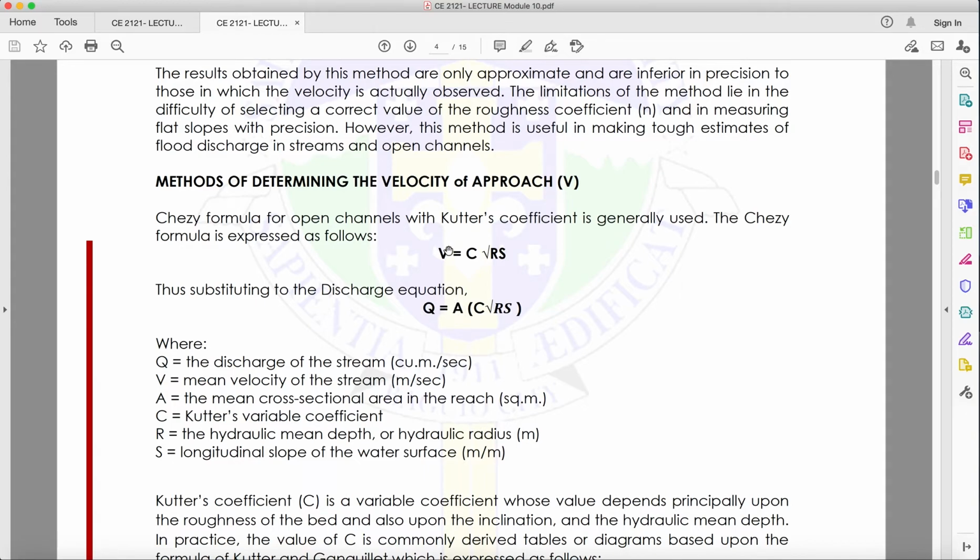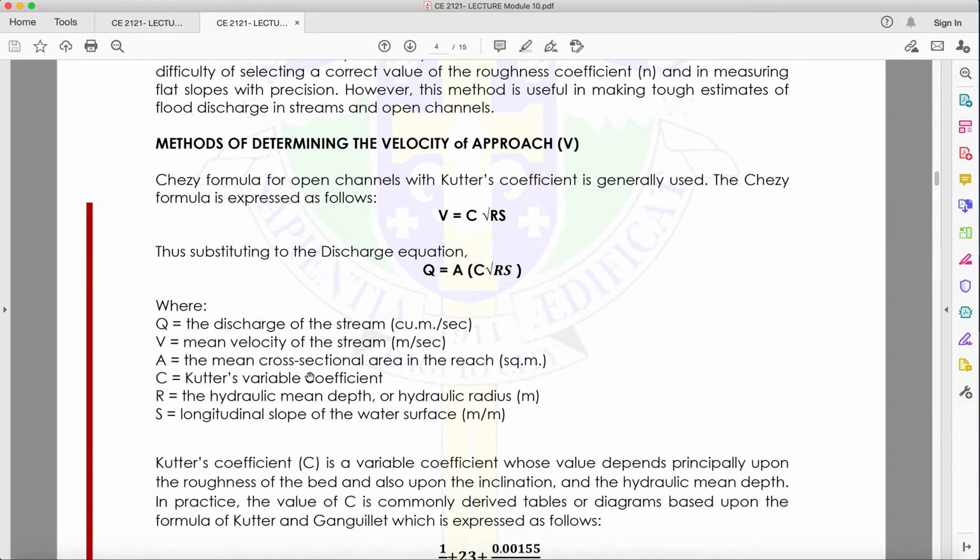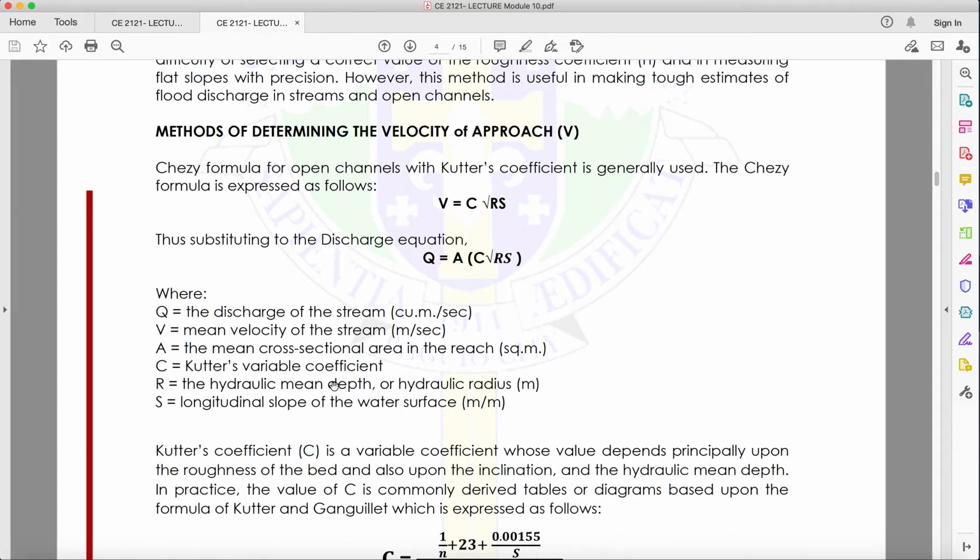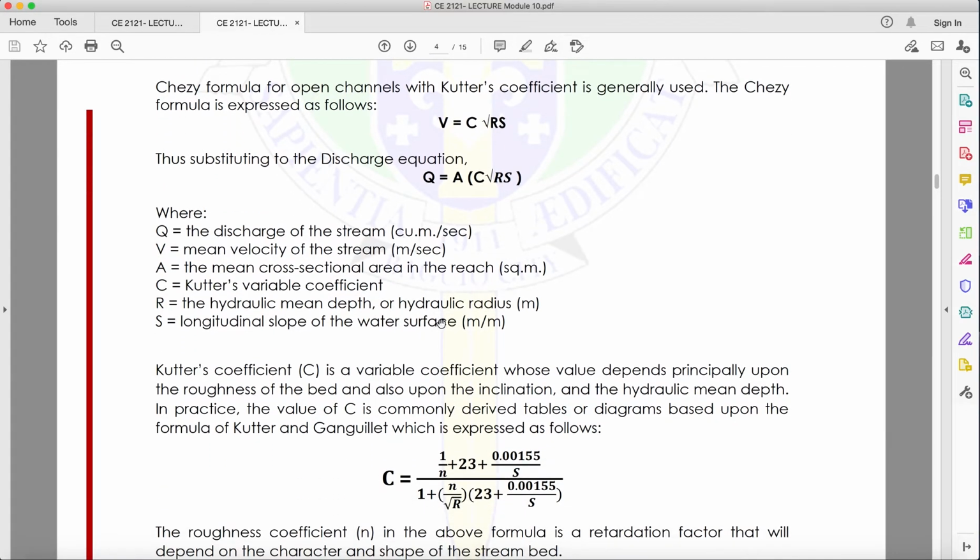Now we substitute V, so we have area times V, and V is C times the square root of RS, where Q is the discharge of the stream, V is the mean velocity of the stream, A is the mean cross-sectional area of the stream, C is Kutter's coefficient, and R is the hydraulic mean depth or hydraulic radius. S is the longitudinal slope of the water surface, so it is a unitless value.